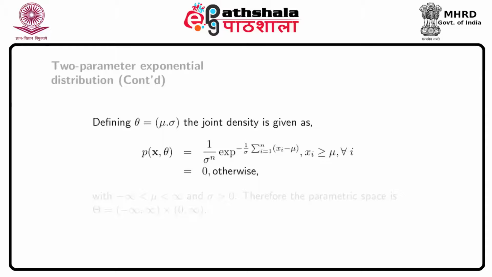Defining theta as a vector containing mu and sigma, the joint density is given by p(x, theta) equal to 1 by sigma to the power n times e to the power minus 1 by sigma times the summation over i from 1 to n of (xi - mu), with xi greater than or equal to mu for all i, and 0 otherwise, where minus infinity less than mu less than infinity and sigma is greater than 0. Therefore, the parametric space Theta is equal to the Cartesian product of R and the positive part of R.